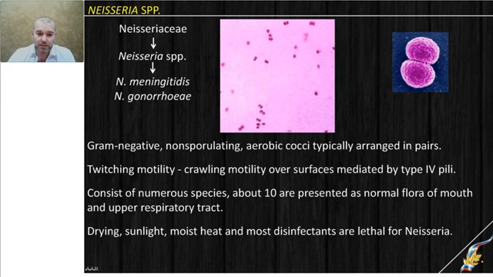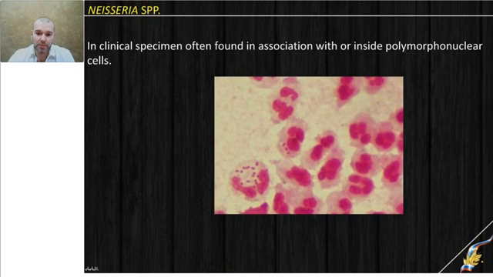The bacteria are very gentle. They are sensitive to drying and sunlight, almost any environmental factor, and very sensitive to disinfectant solutions as well. So almost any infection caused by Neisseria is transmitted directly from human to human, because on environmental objects the bacteria cannot survive for a long time.